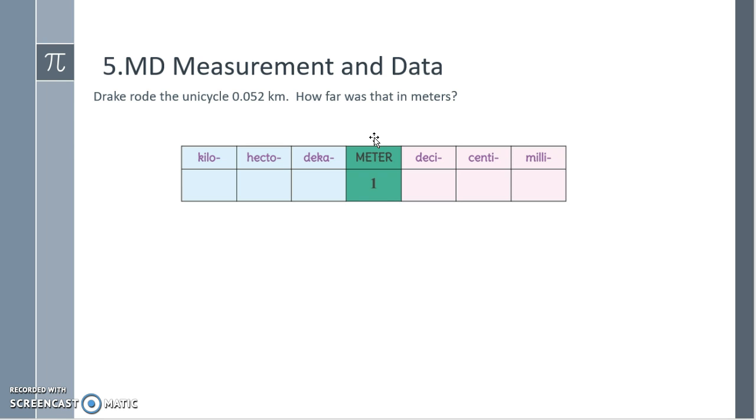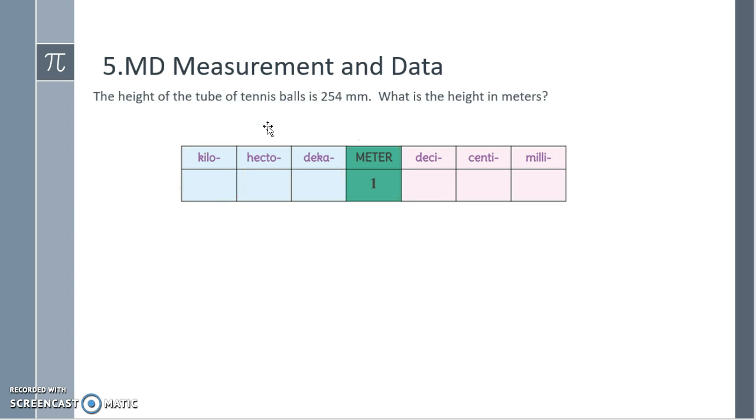Drake rode the unicycle 52 thousandths of a kilometer. How far was that in meters? So again, we're going from kilometers to meters, so we need to multiply by 1,000. So 52 thousandths times 1,000 is 52 meters.